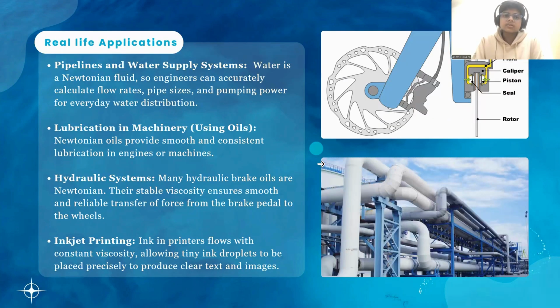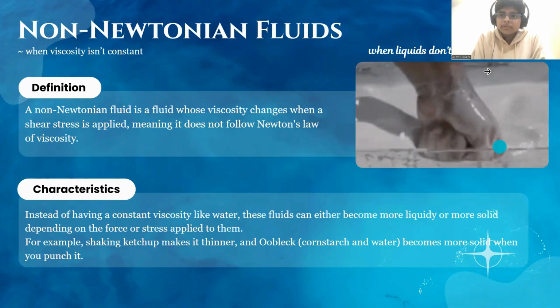Talking about some real life applications of Newtonian fluids. First of all, in water supply systems. Water is a Newtonian fluid, of course, so engineers can accurately calculate flow rates and make our lives easier through everyday water distribution. Next application being lubrication in machinery. Newtonian oils provide smooth and consistent lubrication in engines and machines. Third use case being inkjet printing. Ink in printers flows with a constant viscosity, allowing tiny ink droplets to be placed precisely to produce clear text and images.